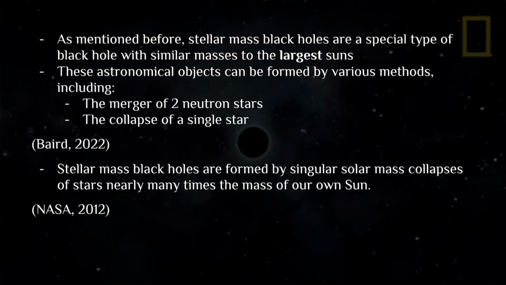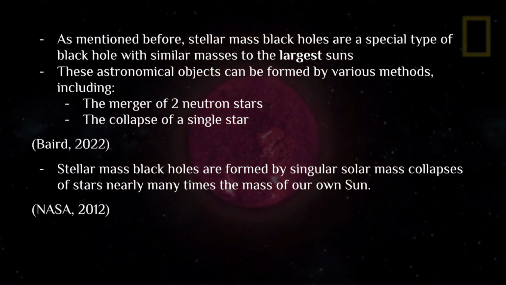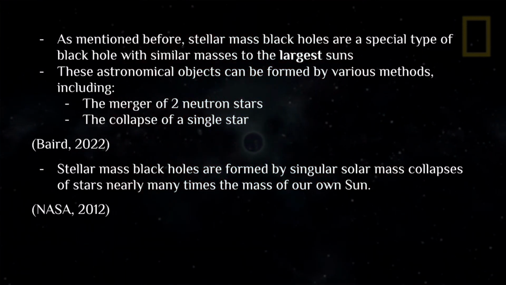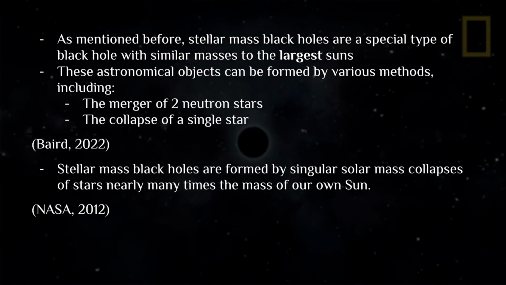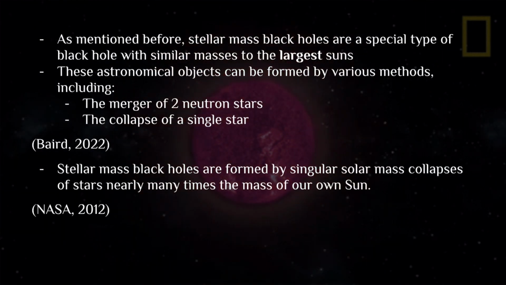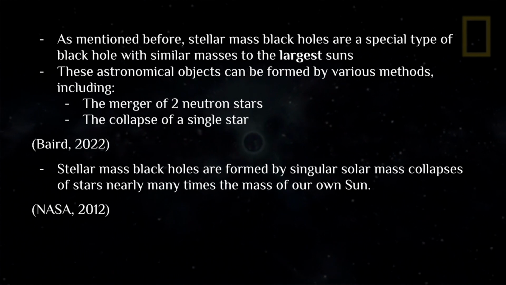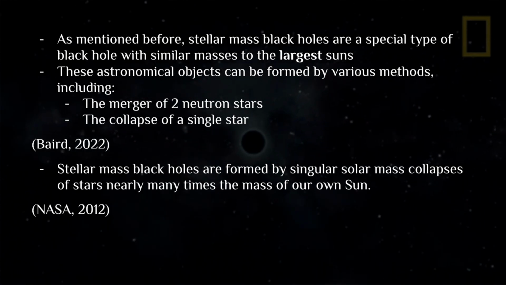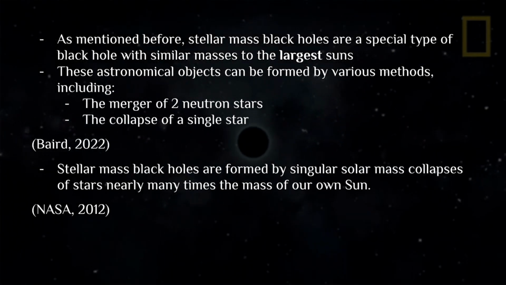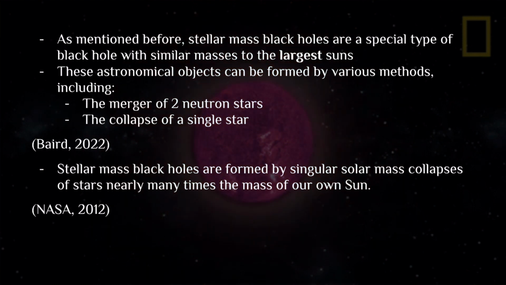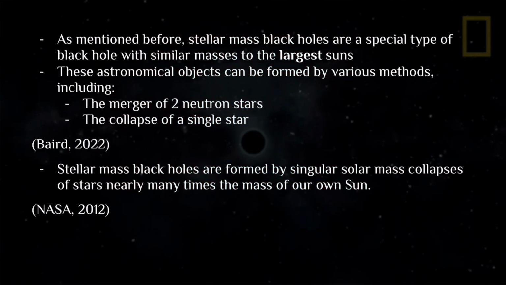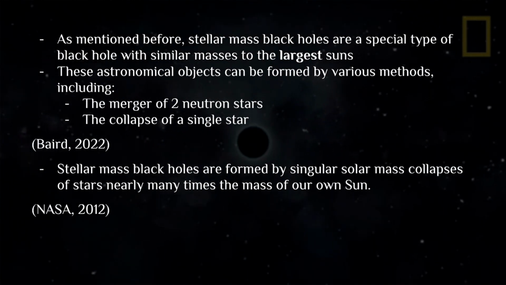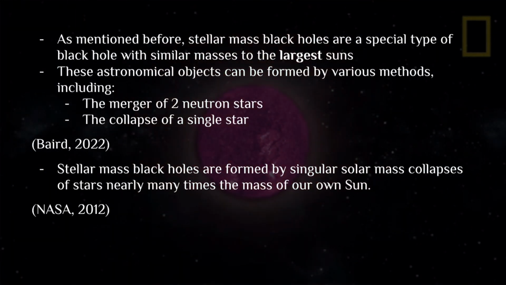Stellar mass black holes can be formed by various methods, and these include the merger of two neutron stars or the collapse of a single star. However, most stellar mass black holes are formed by single stellar collapses of stars many times the mass of our own sun. In other words, only larger suns have the potential to become stellar mass black holes, and this is shown by the TOV and Chandrasekhar limits, which I will discuss later on.